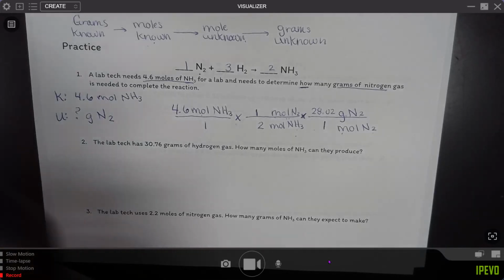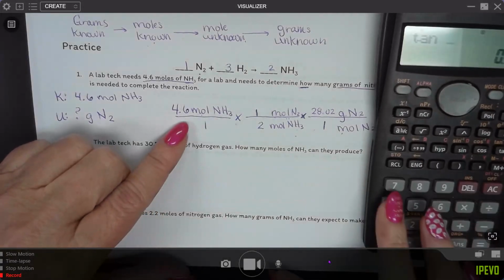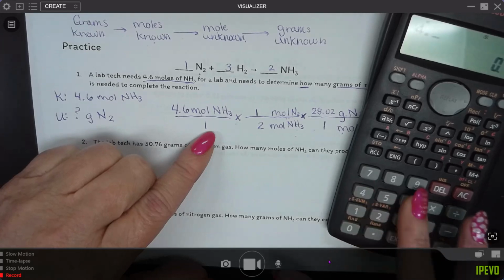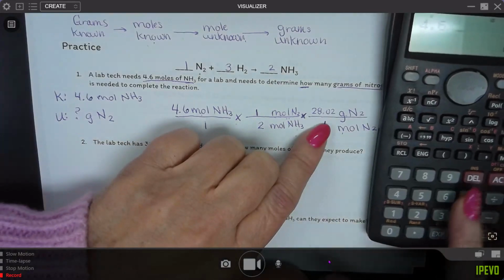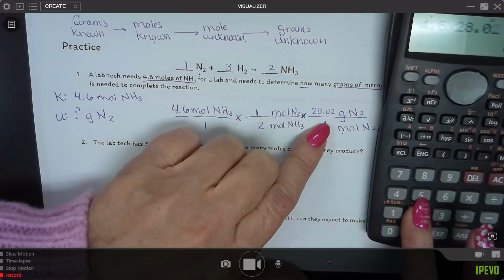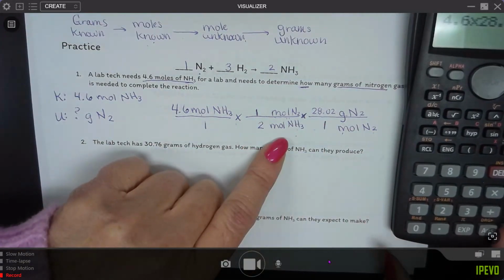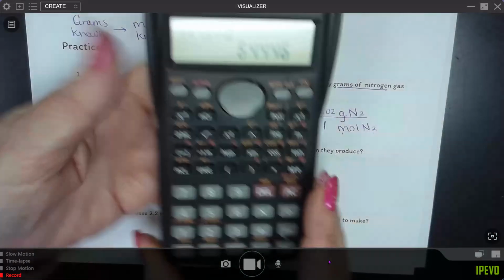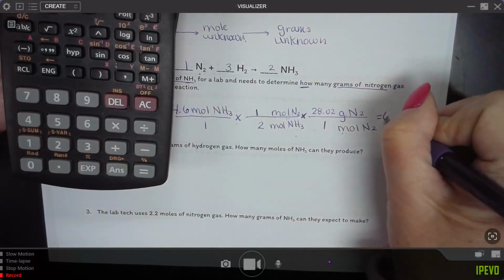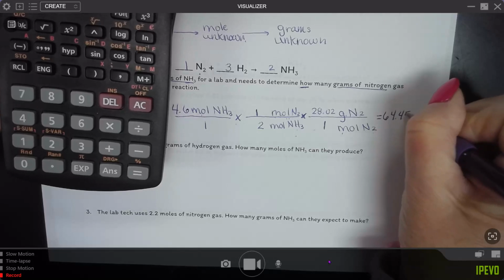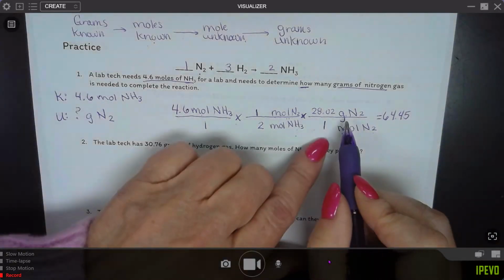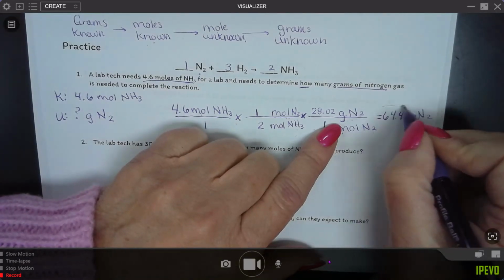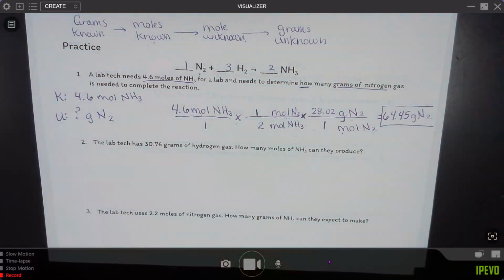So now I'm going to plug this into my calculator, and I'm going to do 4.6 times 28.02. And then I'm going to divide that by 2. And I get 64.45. And this is going to be grams of N2. It's whatever we end up with on the end of our problem. Okay, so let's look at another one.